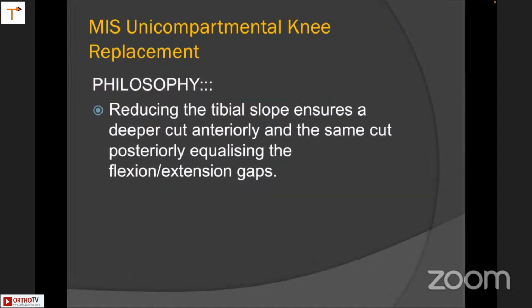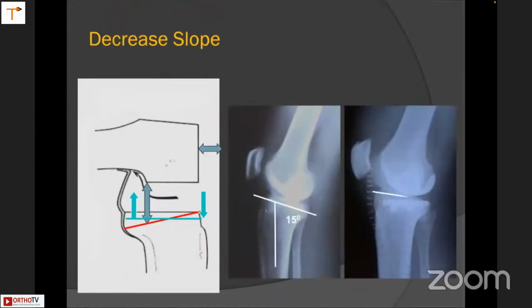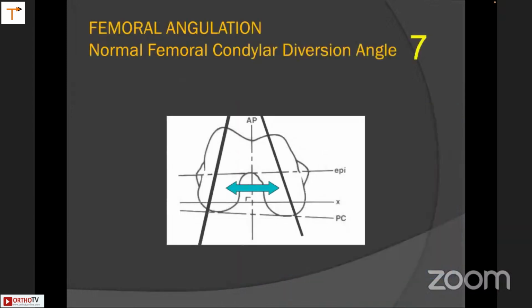The other thing to understand is the tibial slope, because this is very important. Sometimes reducing the anterior tibial slope, particularly in the bone morphology that you see in this part of the world, will take a deeper cut anteriorly and the same cut posteriorly, and will equalize the flexion and extension gap. This is the typical example of this patient. You can see this patient has 15 degrees of posterior slope, and in this case, reducing the slope will give you a snug fit and tightens the gap.